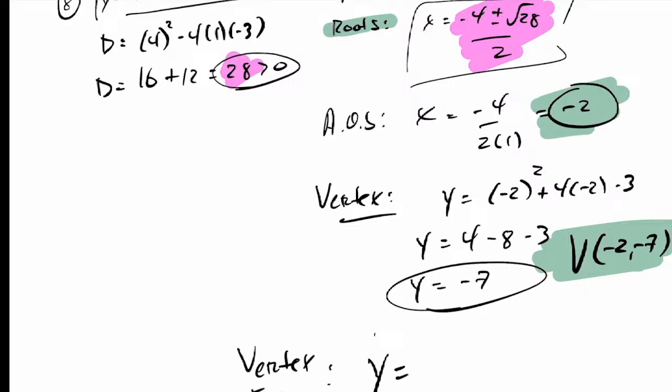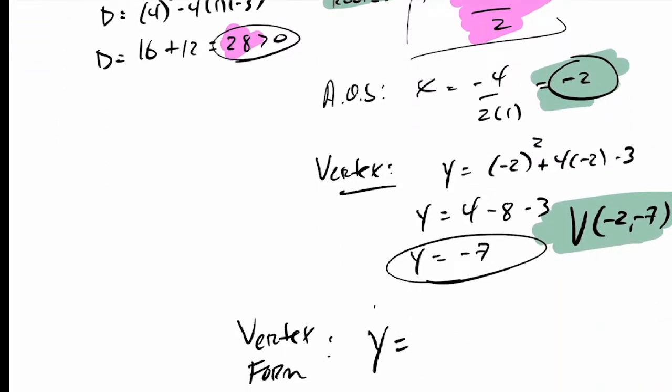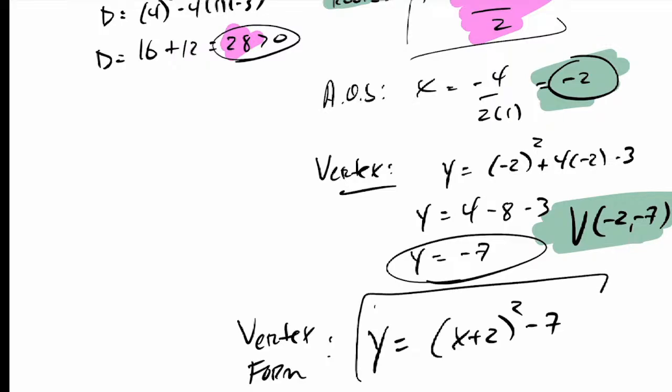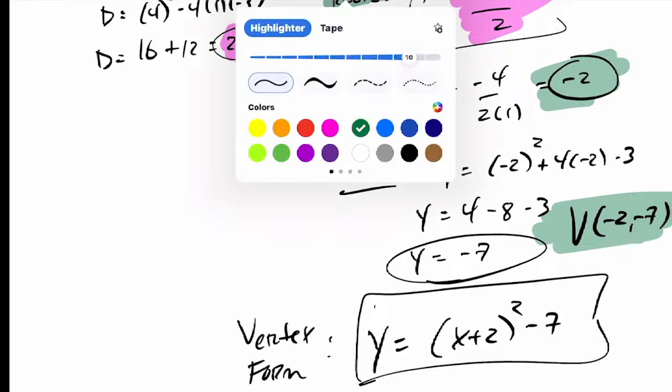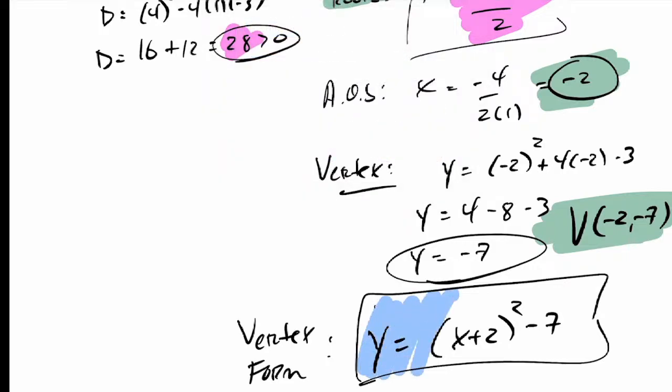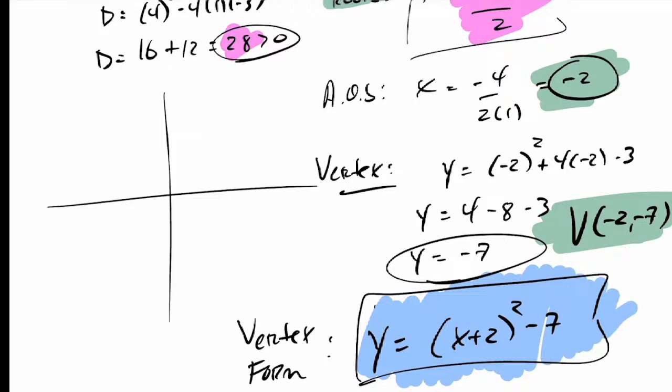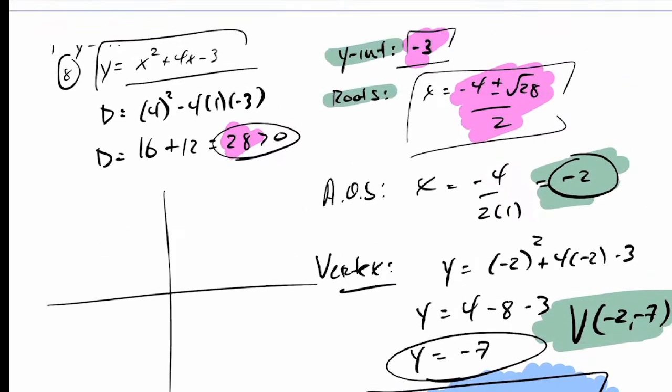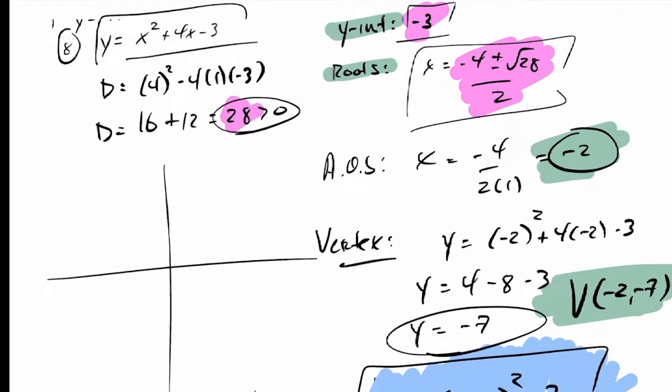Vertex form is going to be y equals a, which is 1, times (x plus 2) squared minus 7. So there's vertex form as well for this question. So then we can do a quick sketch. The vertex is, like we talked about, negative 2, negative 7. So it's somewhere here.